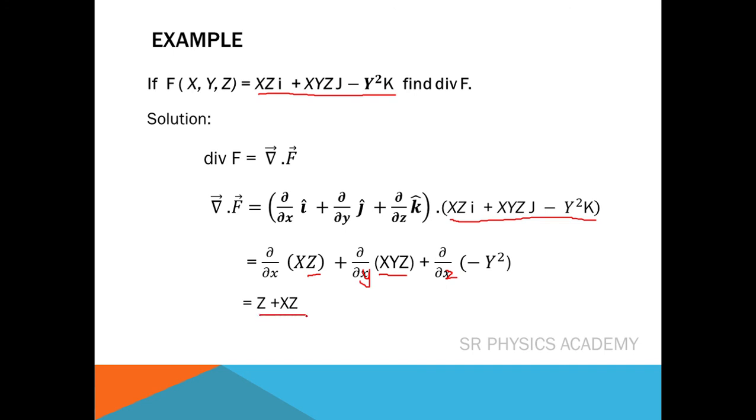So this is what we got. Our result is a scalar function, scalar. Clear? That is the proof, because when we take the product of del with a vector field, we get a scalar field, a scalar function, because here no direction is showing.